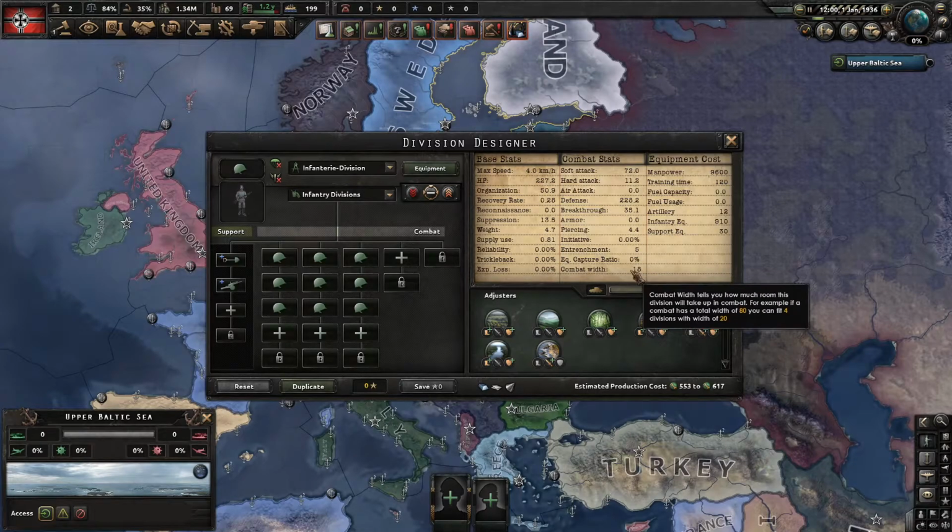Now you have to play around with that a bit, because different divisions will give different add-on to combat width. So an infantry division, for instance, will add like 2 or 3 width, and artillery combat width will add 3. So it's a bit tricky, you just need to play with it a bit, but it can be really interesting to try and find the ideal number of 20 or 40 in your divisions.